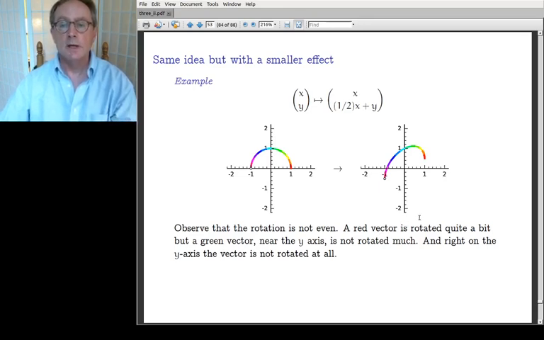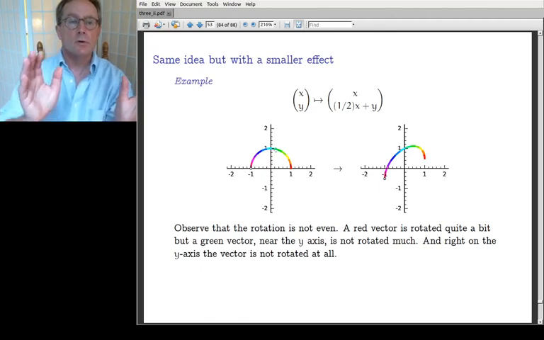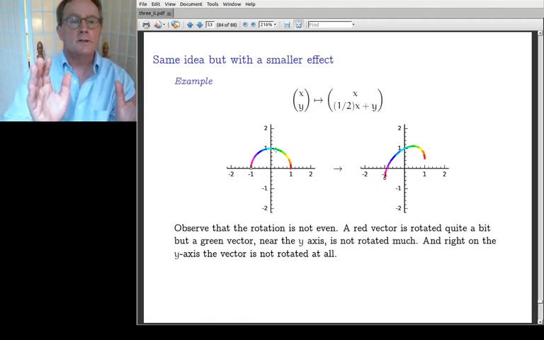Restating what I just said a minute ago, a red vector gets moved a lot, a green vector gets moved not at all. So we are affecting points on this curve, but they're not affected uniformly. It's not like we picked up this half circle and somehow moved it uniformly. Some points on the half circle are remaining the same. Some points on the half circle are moving.